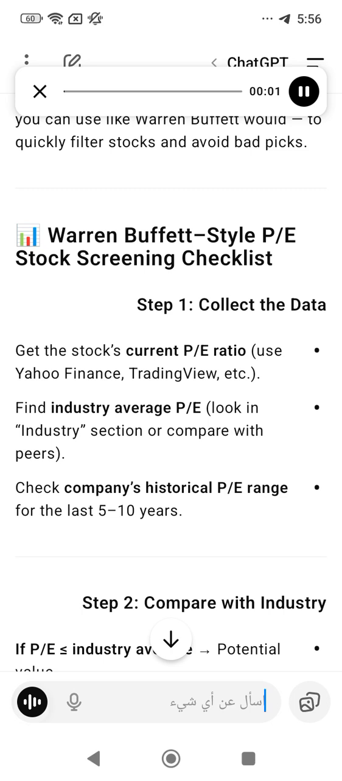Here's a step-by-step PE ratio checklist you can use like Warren Buffett would to quickly filter stocks and avoid bad picks. Warren Buffett-style PE stock screening checklist. Step 1. Collect the data. Get the stock's current PE ratio, use Yahoo Finance, TradingView, etc. Find industry average PE, look in industry section, or compare with peers. Check company's historical PE range for the last 5 to 10 years.